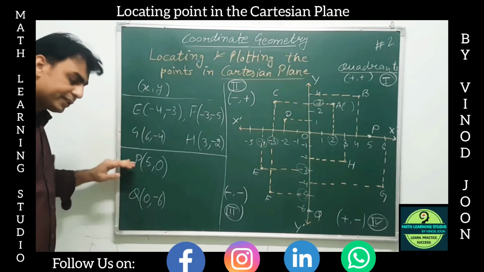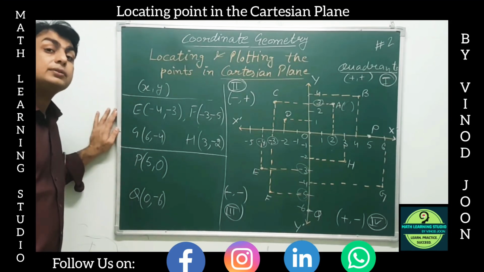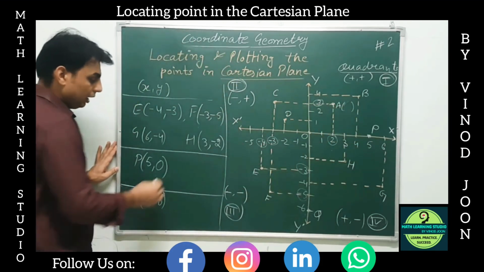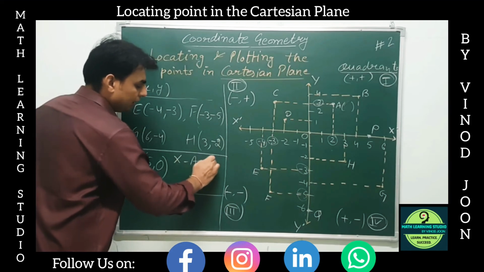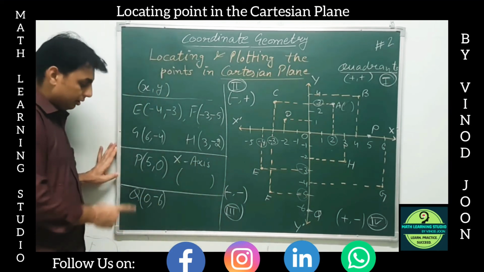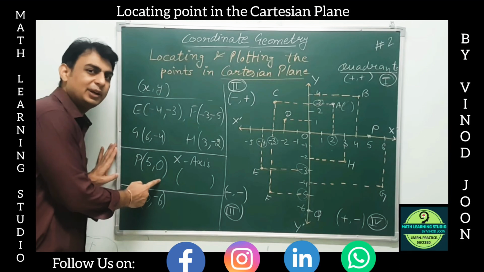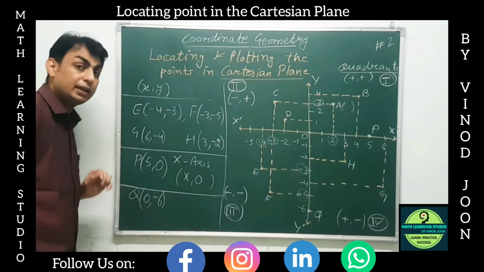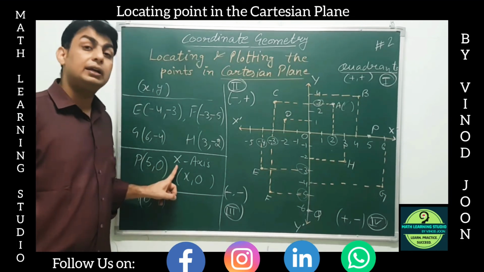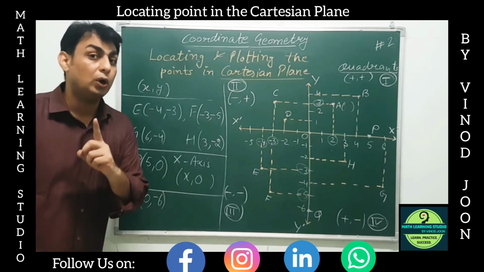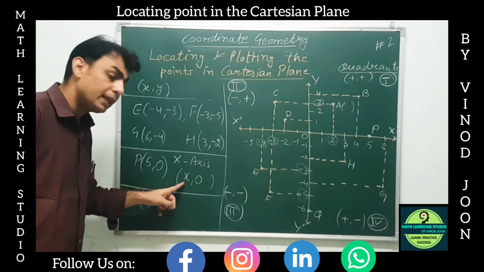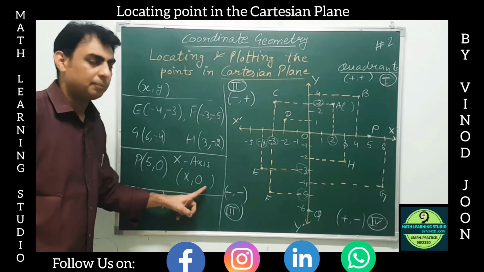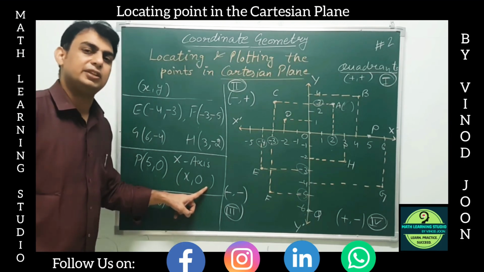So can we say something special about these 2 points? This point P is on the x-axis, right? So the point is in what way? We have the value of x, but the value of y is 0. So you can note this down, any point lying on the x-axis will always have the coordinates x, 0. That means there will be value of x, but y will always be 0.